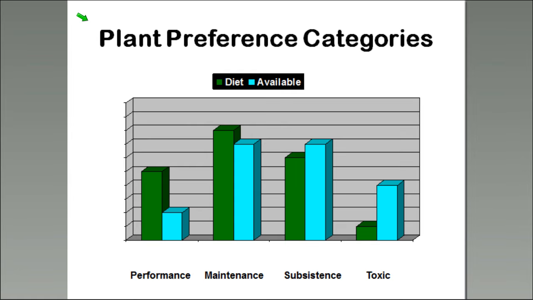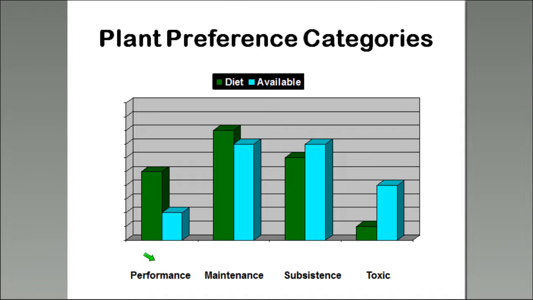And I want to apologize that when this slide came through, there's some text that's missing here. So down in this area between the graph and the words of performance, maintenance, subsistence, and toxic, here we would have performance is going to be provided by plants that are preferred. And so the green bar here is the percentage of plants, and the percentage axis also didn't come through. But preferred plants are going to be found in the diet in a higher proportion than they are found on the landscape. Sometimes we refer to these as ice cream plants.